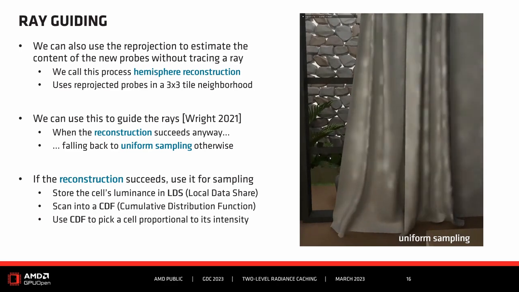So it's fairly noisy. If the reconstruction succeeds, we use it for sampling, and we implement this by storing the cell's luminance in a local data share, scanning it into a CDF, cumulative distribution function, and then we can use the CDF to pick a cell proportional to its intensity. So we've got uniform sampling there, and this is the result after our guiding. You can see how the noise is greatly reduced, and that's with exactly the same number of rays, and after denoising.